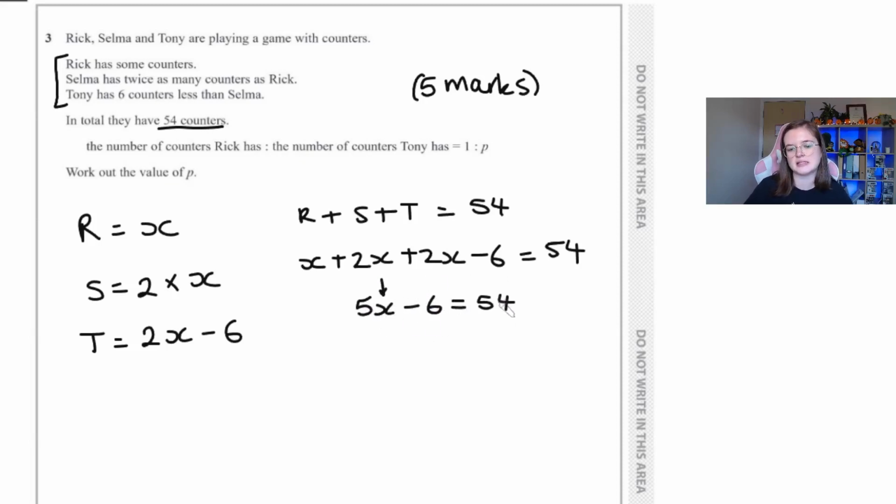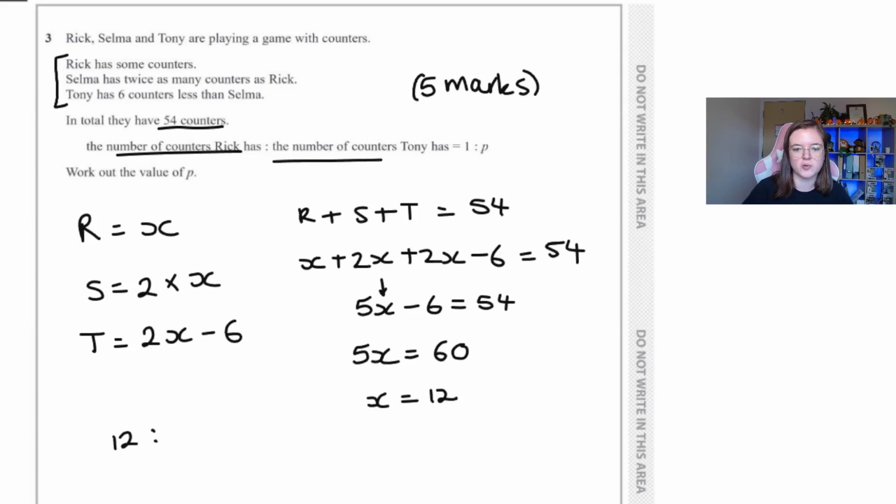I'm going to add this over there. I'm going to get 5x is equal to 54 plus 6, which is 60. And then divide by 5, x is equal to 12. So I then need to find the number of counters that Rick has. That's the first part of my ratio. So Rick, that's one of the x, so Rick has 12, so it's 12, 2.